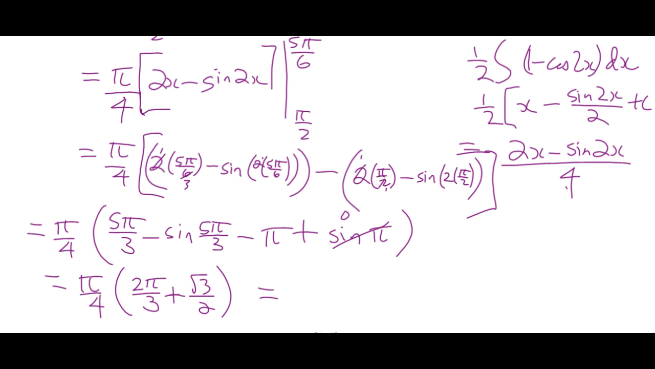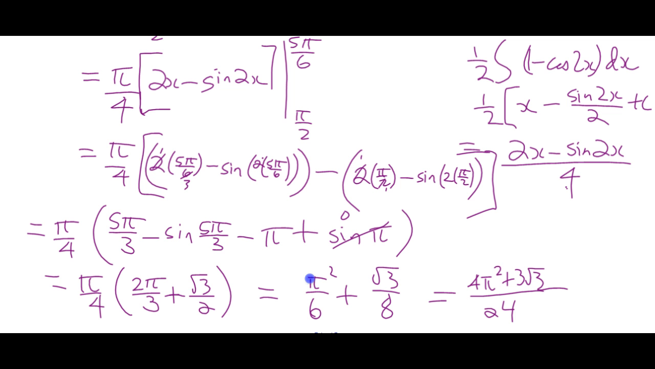Okay, and then what can we do with this? We can multiply this through, giving us what? 2 and then 4, so 2 pi squared over 6 plus root 3 over 8. And we could go with a 24 if we wanted. And what would that give us? 4 pi squared? Don't you need root 3 pi over 8? Yeah, we do, don't we? Root 3 pi. Or 3 root 3 pi.